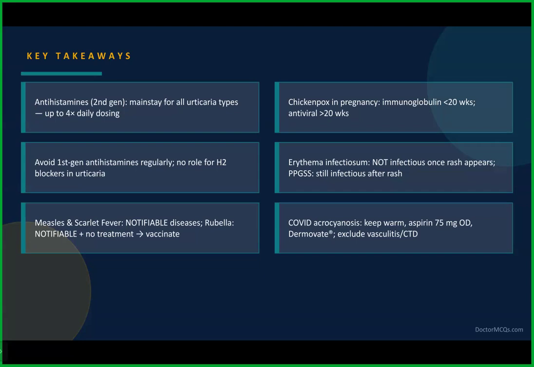Erythema infectiosum is not infectious once the rash appears, but PPGSS is still infectious after the rash. And these two are caused by parvovirus. Again, if there is a COVID manifestation, aspirin can be given, and Dermovate.